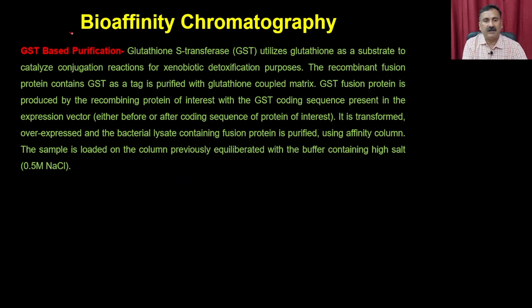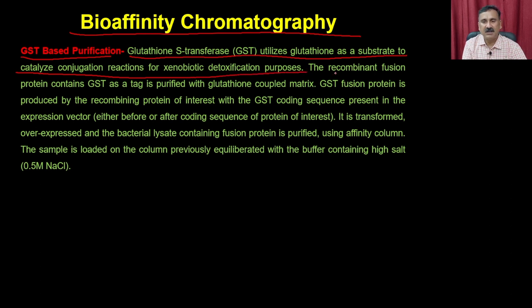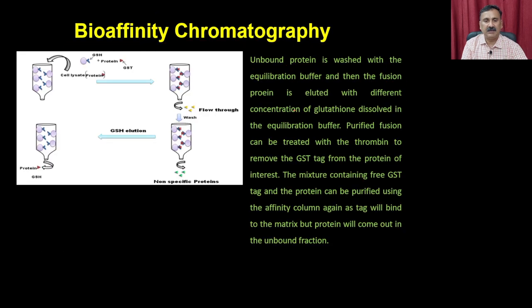Then we also have another example of bioaffinity chromatography, where you can use GST-based purification. So glutathione S-transferase GST utilizes glutathione as a substrate to catalyze the conjugation reaction for xenobiotic purposes. The recombinant fusion protein containing GST as a tag is purified with the help of a glutathione coupled matrix. How you're going to do that is you are going to prepare a column, right? So that's how the protein is going to contain the GST tag.